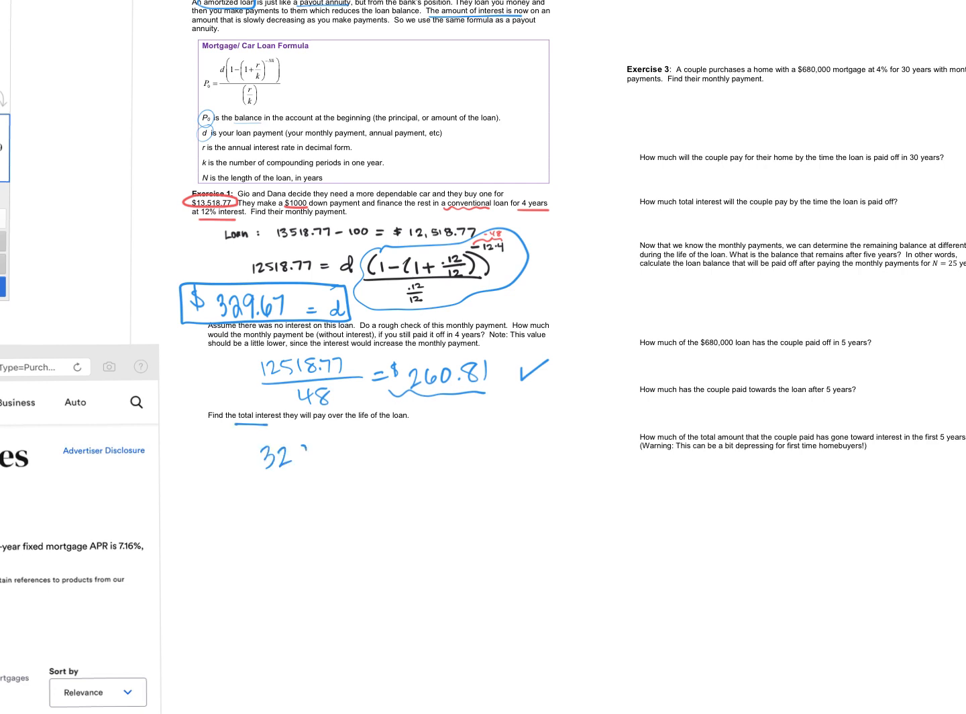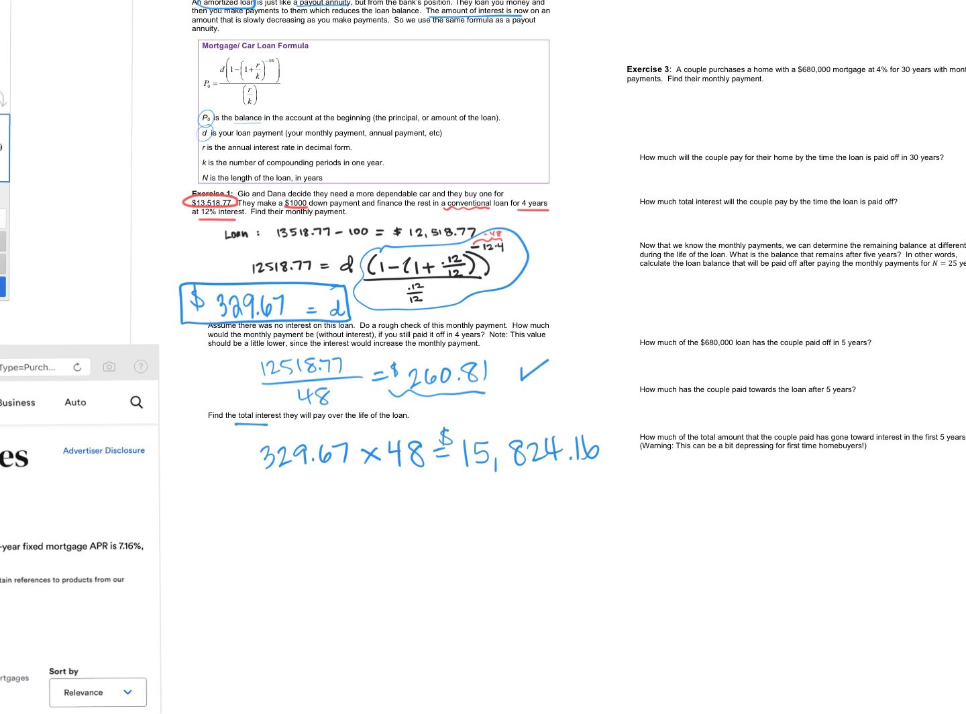So I'm going to take $329.67 times the number of payments I make, which would be 48, because I did this for 4 years and there are 12 months in each year. And it ends up that I'm going to pay a total of $15,824.16.